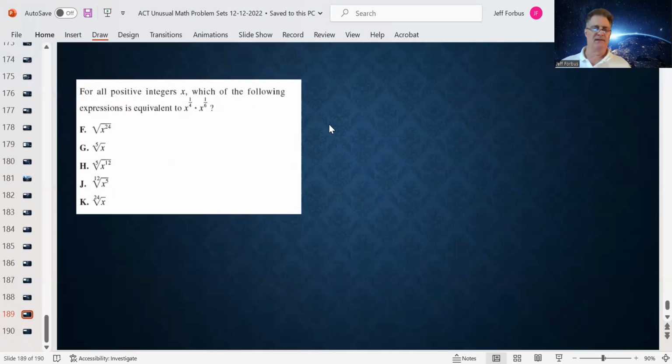Okay, for all positive integers x, which of the following expressions is equivalent to x raised to the 1/4 times x raised to the 1/6? All right, so first of all, x raised to the 1/4 power times x raised to the 1/6 power. We're multiplying, and when we multiply, that means we've got to add our exponents together. So we've got to get a common denominator between the two, and the common denominator is going to be 12.